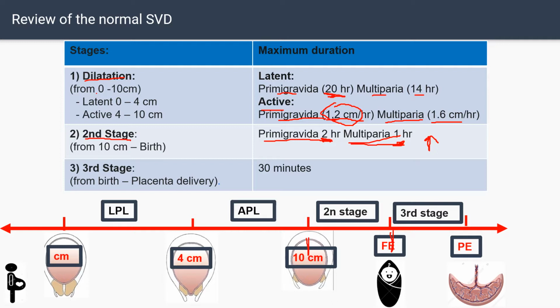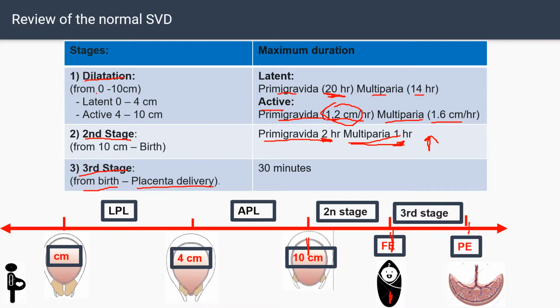I think it will be not very soon, but it will happen. So we need to know. The third stage is from the birth of the baby, so from here, until the placenta delivery. That is the end of the labor. After the placenta delivery, we know that is the puerperium process.